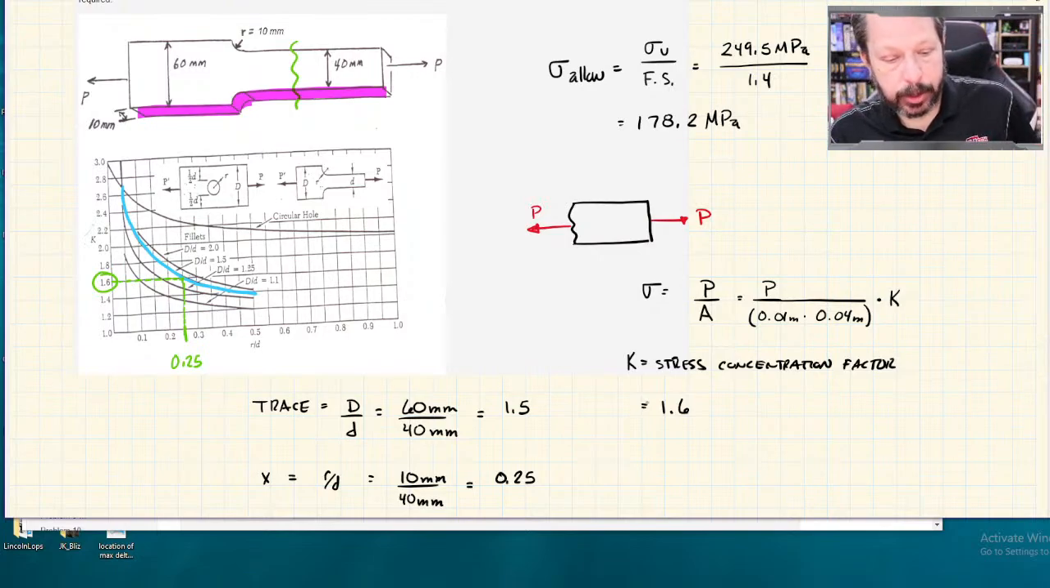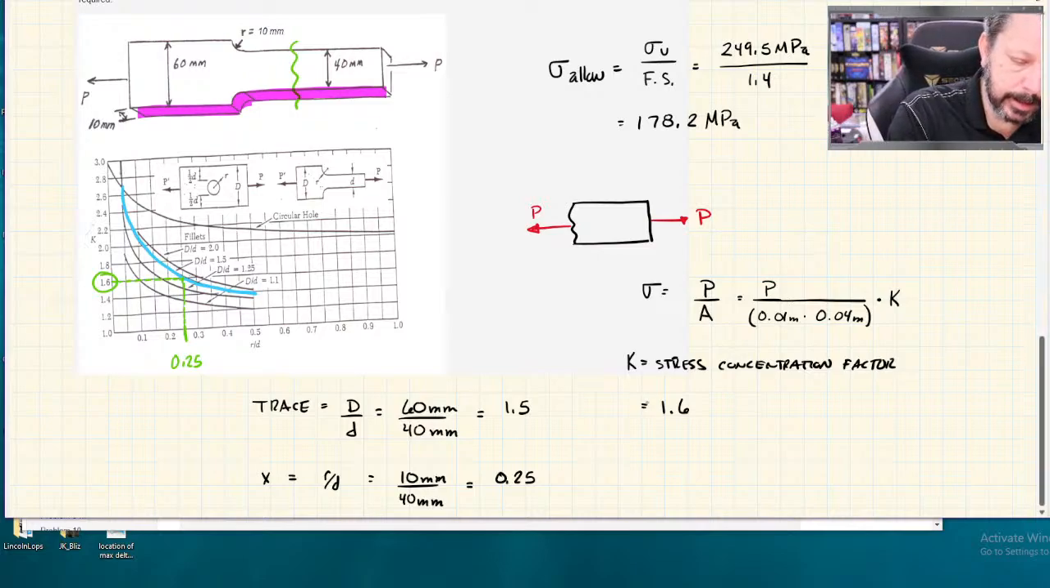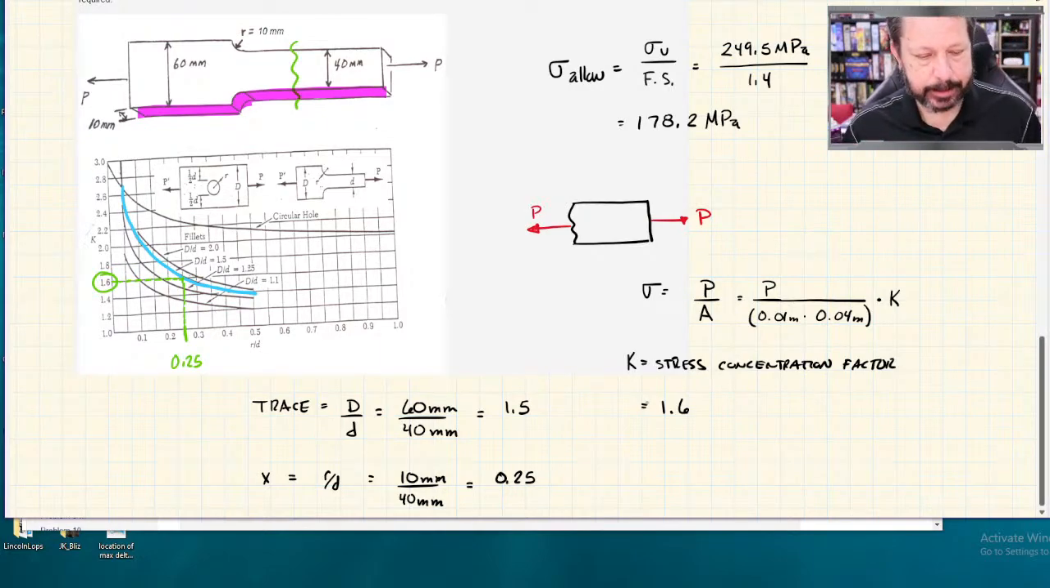If the fillet was sharper, so if the radius gets smaller and smaller, then you can see that the R over d value gets smaller and smaller, and I get moved further to the left on my chart. At some point, it just gets basically infinite. My graph maxes out at 3, but it really takes off exponentially once I get to the really sharp corners.